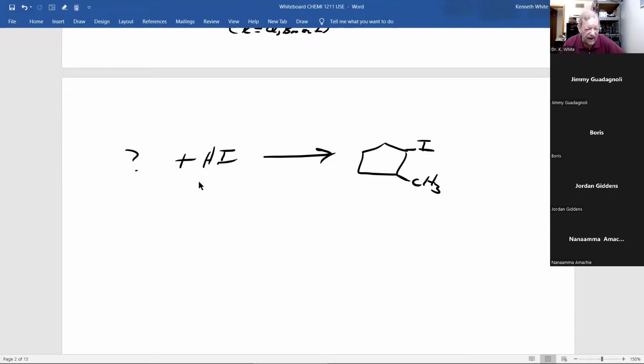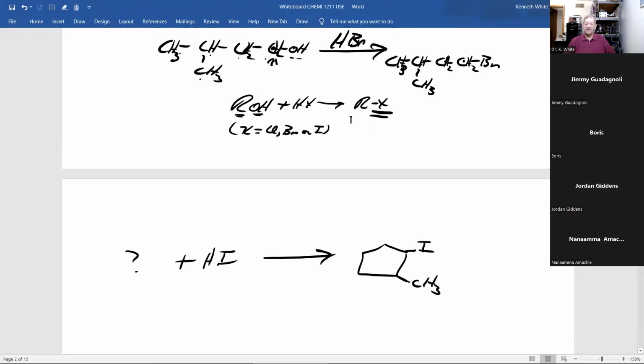What would you react with HI to make that molecule? And hint, I'm going to let you try it on your own, then I'll show you how it's done.